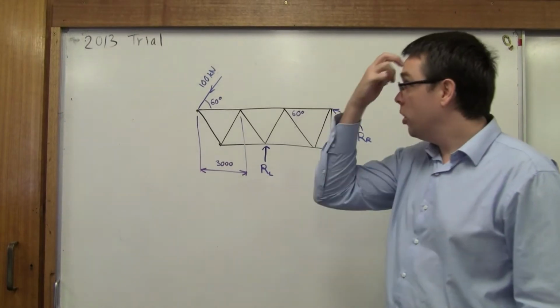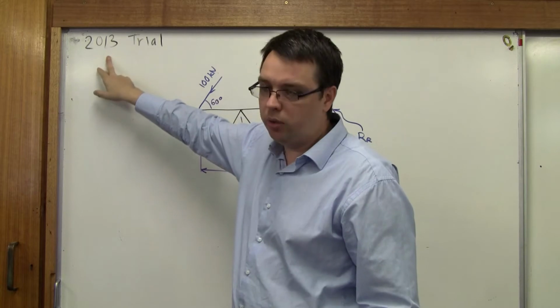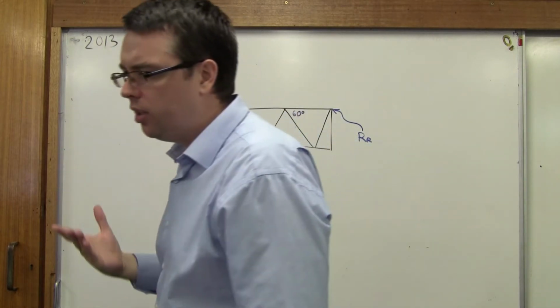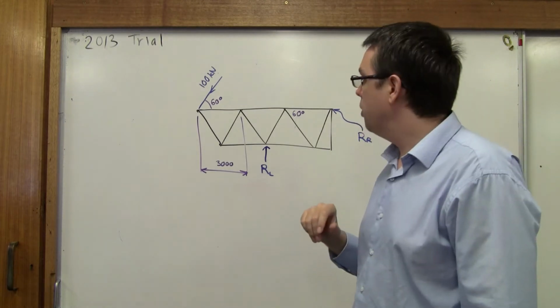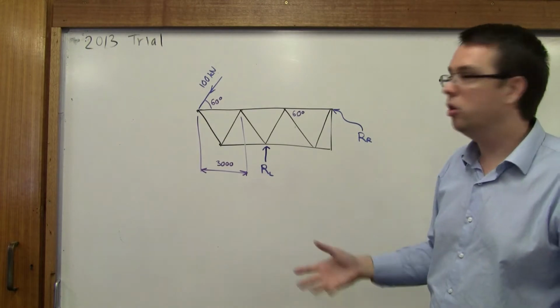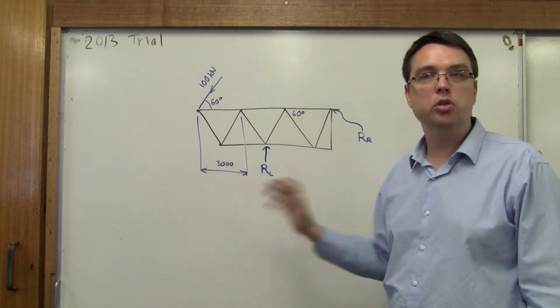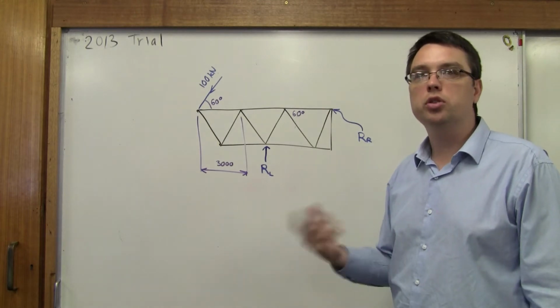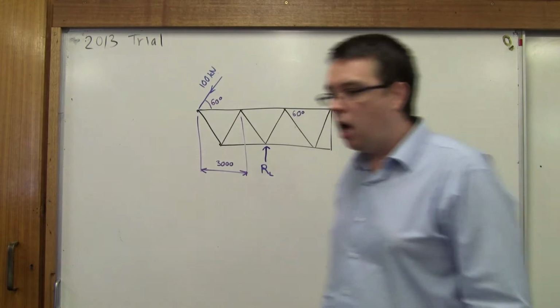In this video, I'm going to be going through a trust question from the 2013 trial. I don't know the number of the question, but it's depicted here. Now, I'm teaching this as a three-force method question. I'm not going to do the analytical solution in this video. I'm just going to solve this graphically, so that for students who are learning the three-force method in year 11, this would be relevant to you.